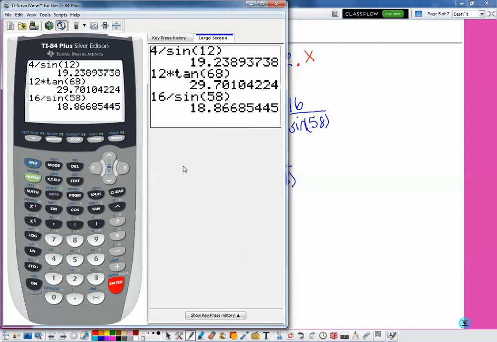And our directions at the top said to round to the nearest tenth, so 1 decimal place. We need to look at the one before that. The 6 would make the 8 round up to a 9, so 18.9.